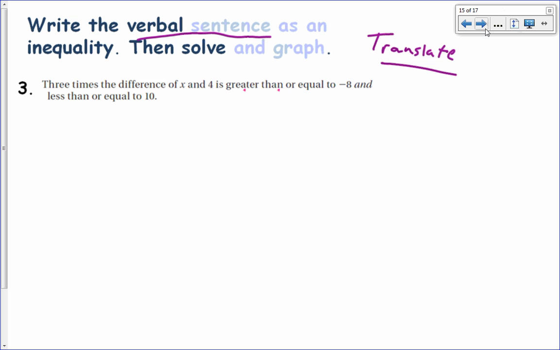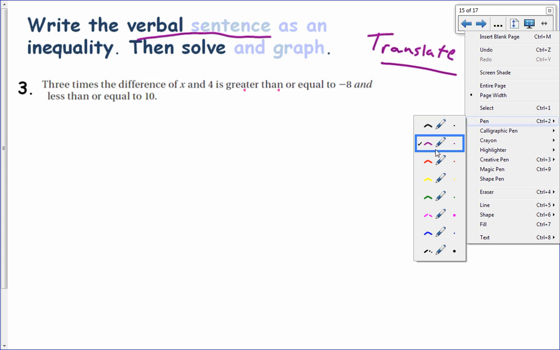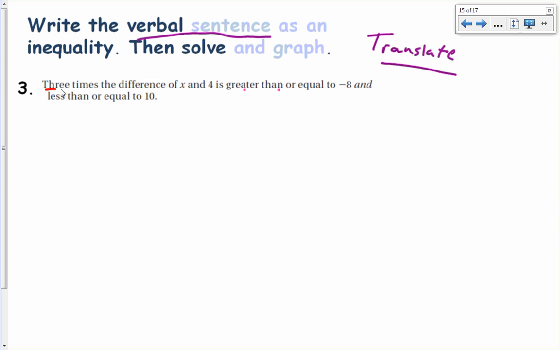So here we go. I'm going to underline things to help make it a little more clear. 3 times means 3, and then I'm going to multiply. Let's keep going. Then we have the difference of x and 4. Well, x and 4 are important. Those are going to be 2 of my terms, and I need to find the difference. That means subtract.